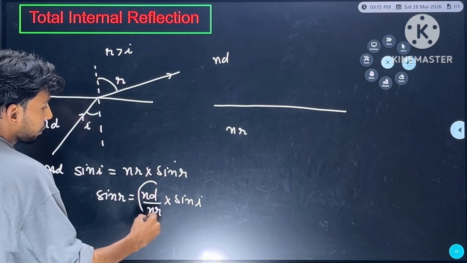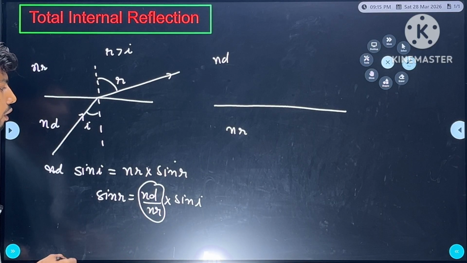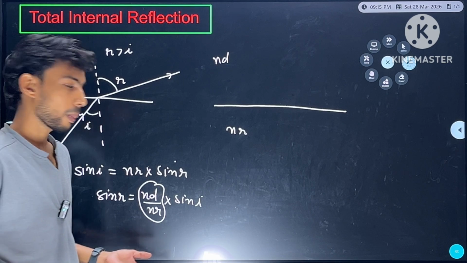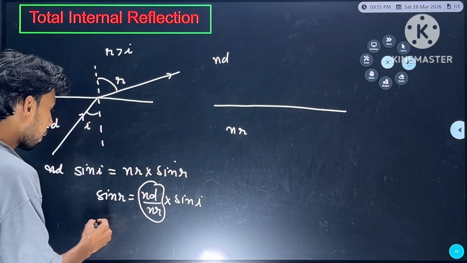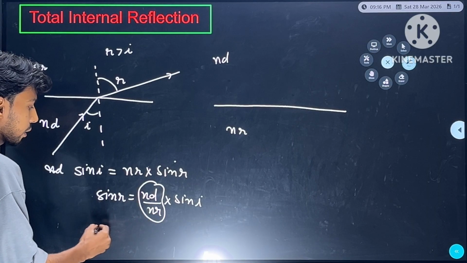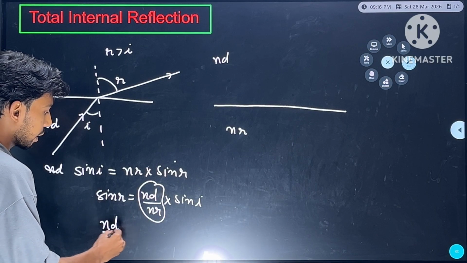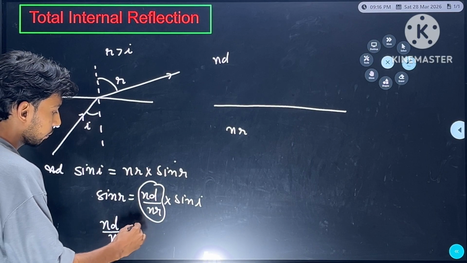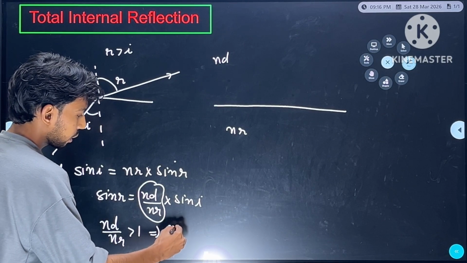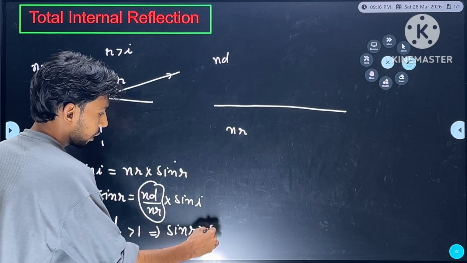So from this expression you can see that this sin R is equal to sin I multiplied by some coefficient, that is ND by NR. Okay, since this is a denser medium, numerator is greater, denominator is lesser, so I know that this ND by NR is of course greater than 1, and if it is greater than 1, that will mean that this sin R is greater than sin I.